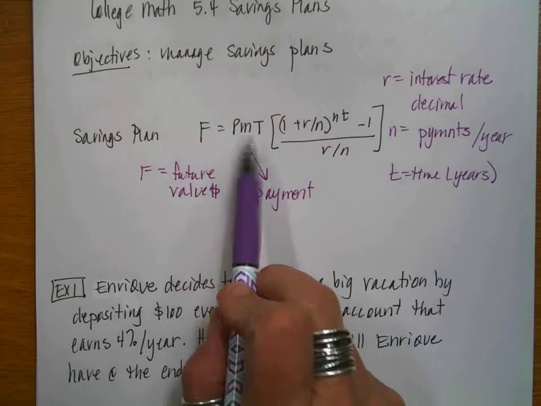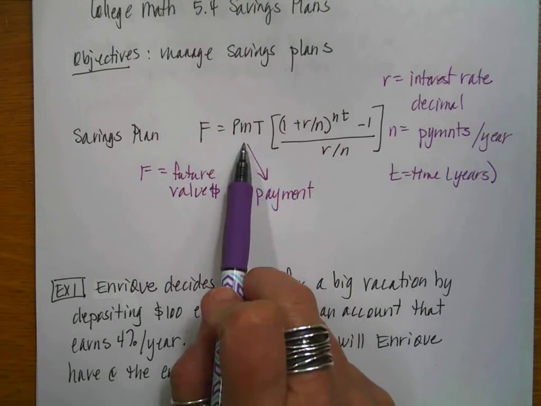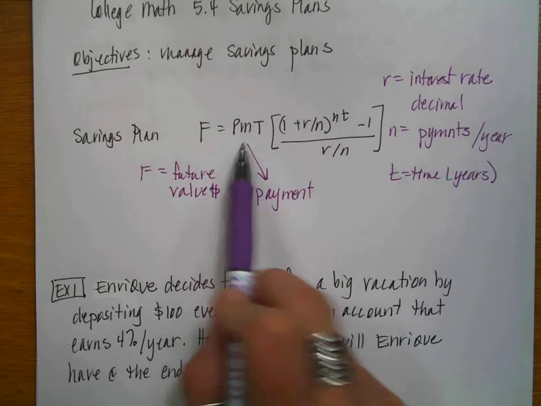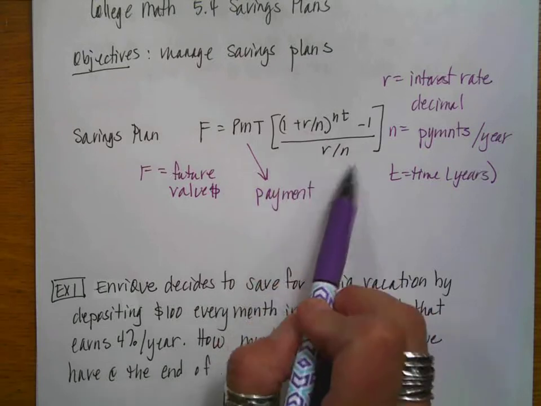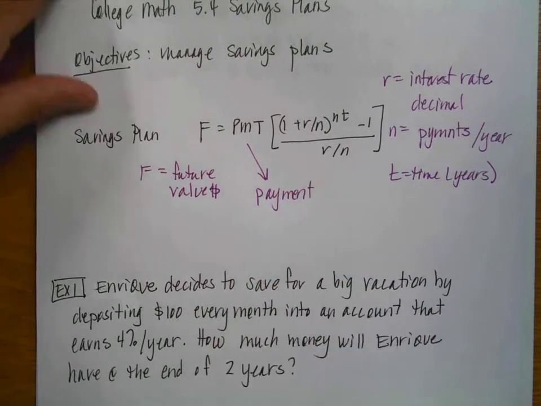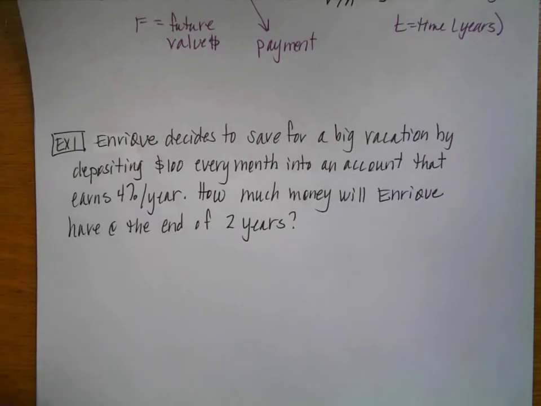So the future value of money is equal to the payment, or maybe how much I'm putting into the bank each month. And then plus this part is the compound interest minus 1 divided by R divided by N. So let's just move in and do our first example.